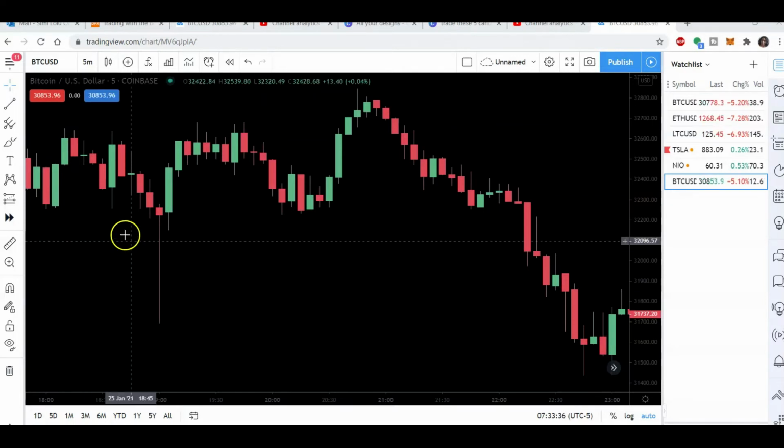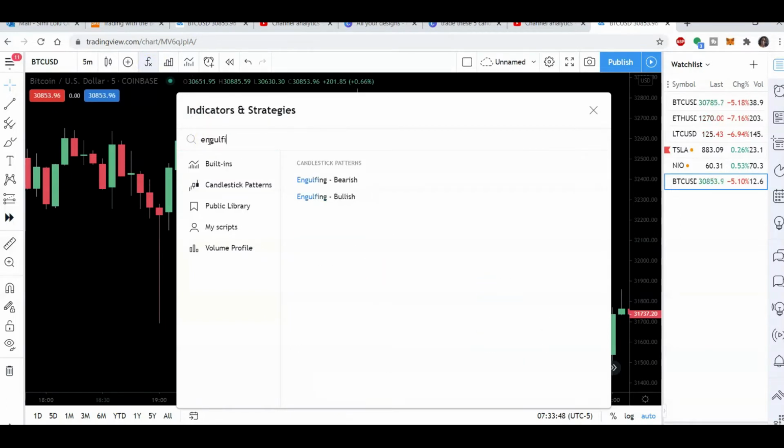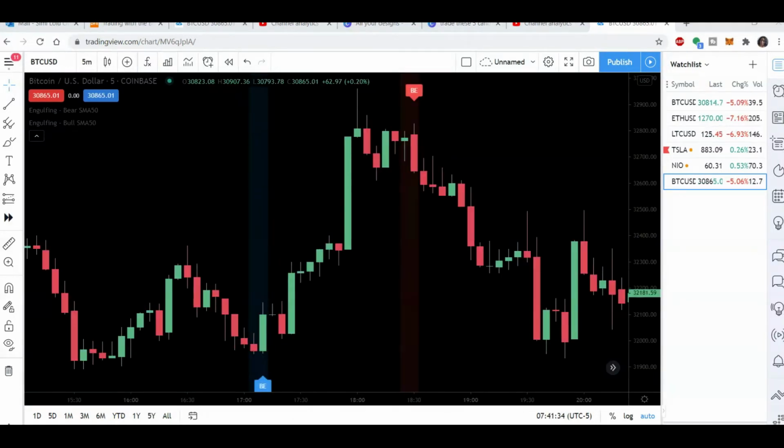This is TradingView, and we're going to go over to the indicator tab, and we're going to type in engulfing. And it comes up with Candlestick Patterns, Bearish and Bullish. So we're going to click on both once. As soon as we've applied those indicators, the location of Bearish engulfing and Bullish engulfing patterns are immediately highlighted. The blue indicates a bullish engulfing pattern and the red a bearish engulfing pattern.